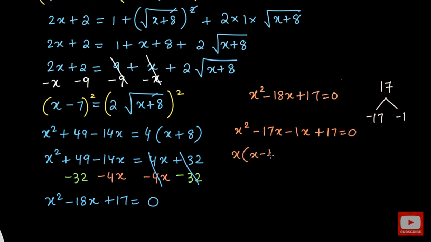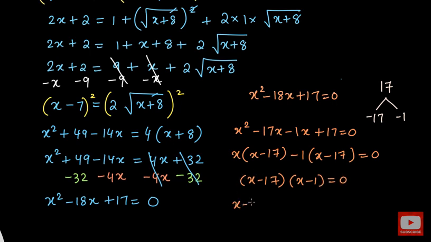So take x common from the first two terms. So we have x times x minus 17. Take minus 1 common here. So we have minus 1 times x minus 17 equal to 0. So we take x minus 17 common again. So we have x minus 17 times x minus 1 equal to 0. Now we equate each term to 0. So when we equate x minus 17 to 0, we get the value of x as 17. When we equate x minus 1 to 0, we get the value of x as 1.